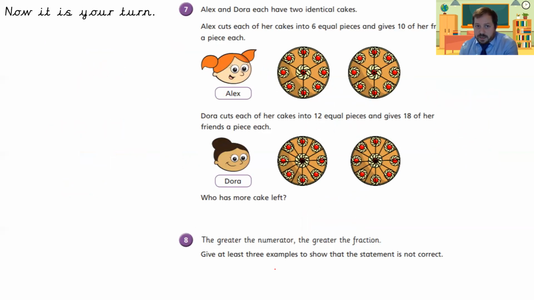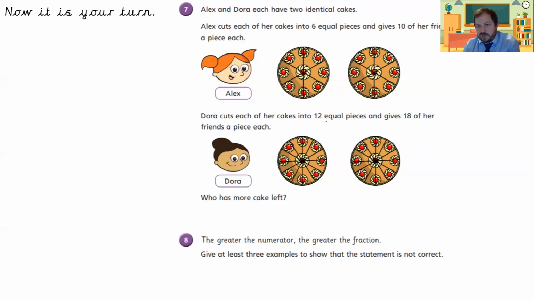Try this one for me, please. Alex and Dora each have 2 identical cakes. Alex cuts each of her cakes into 6 equal pieces and gives 10 of her friends a piece each. Dora cuts each of her cakes into 12 equal pieces and gives 18 of her friends a piece of cake each. Who has more cake left?